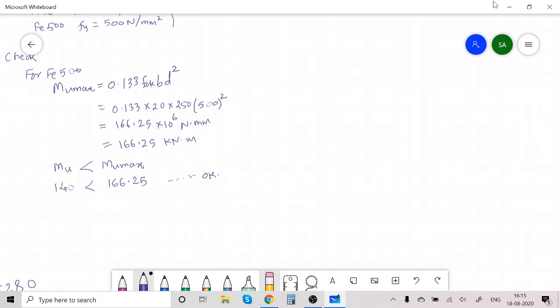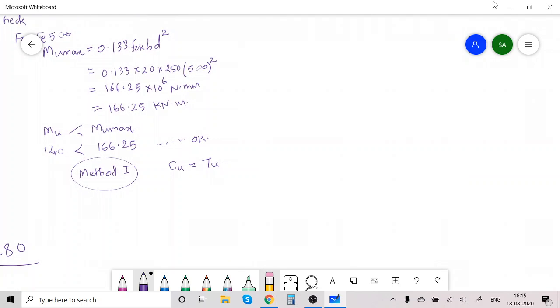Now there are two ways to calculate AST. You can select the method that you feel easier. So method 1. I will explain method 1 of calculating the value of AST. Now we know that using the equation, CU is equal to TU. In this we know that 0.36 FCK XU B is equal to 0.87 FY AST.